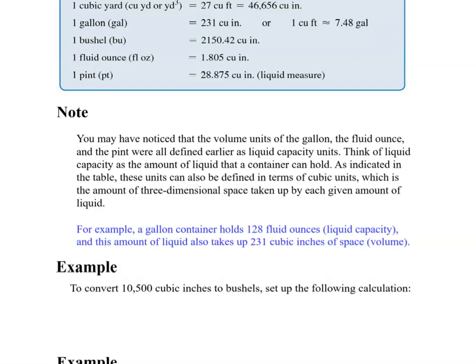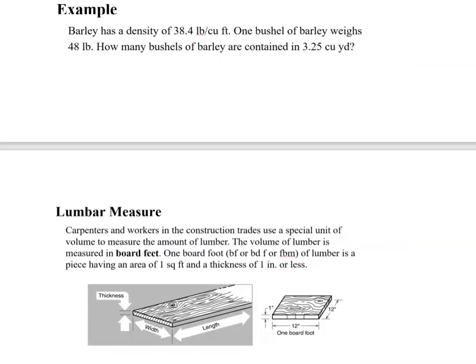For example, a gallon container holds 128 fluid ounces. This is liquid capacity, and the amount of liquid also takes up 231 cubic inches of space.